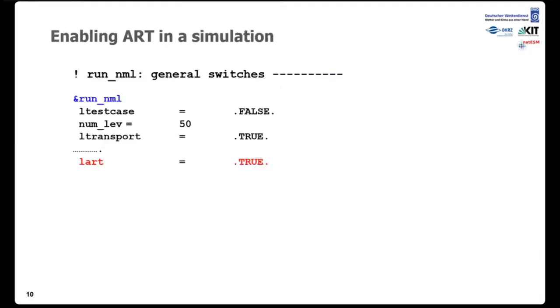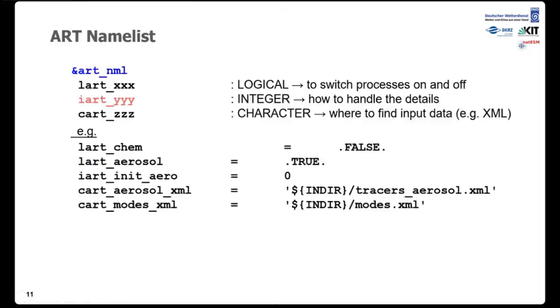And this is what I was talking about, enabling ART. First, you need to go to the run_nml of ICON and set the l_art. So you want to do ART in ICON, you have to set this to true. And once you have it, then you have to specify in the ART namelist, art_nml, what you want to do.